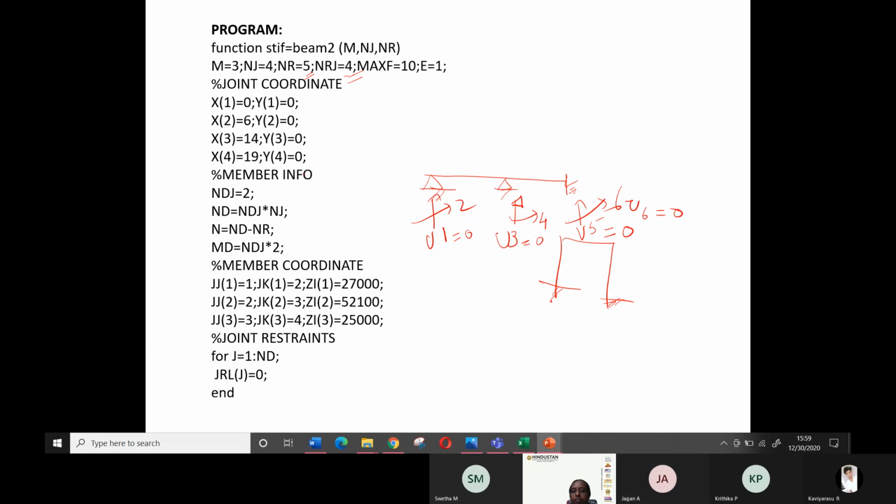Appa indha problem-la evvalavu varudhu restraints? 1, 2, 3, 4. Indha class-la podura maadhiriye podunga. Number of restraints is equal to 4. Now any confusion?